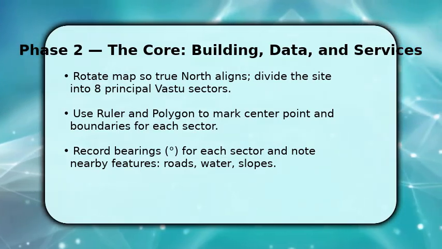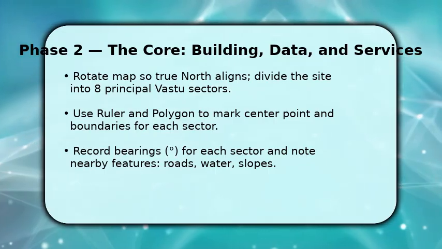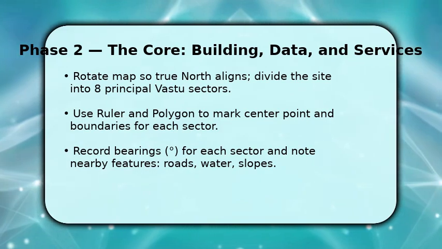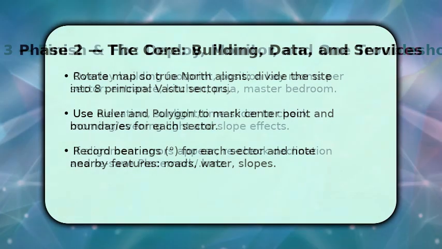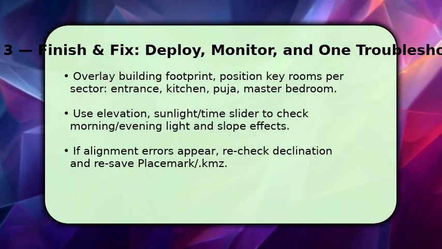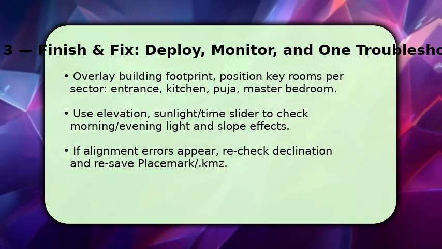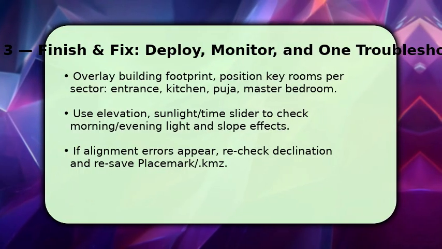Once you finish mapping, export the sector polygons so you can reference them while planning room placements. Finally, you place the building footprint and align key rooms to the appropriate Vastu sectors, entrance, kitchen, puja, master bedroom, and adjust positions for sunlight and slope using the time slider and elevation profile.